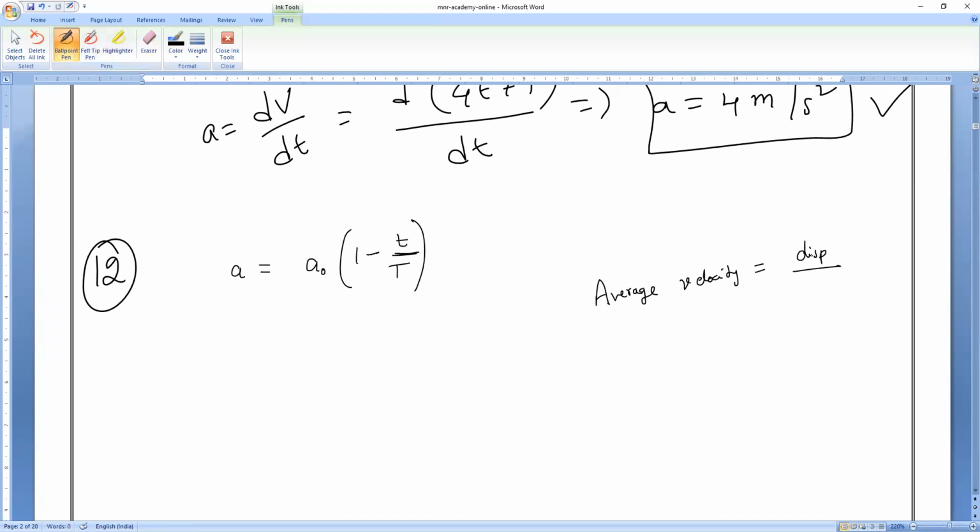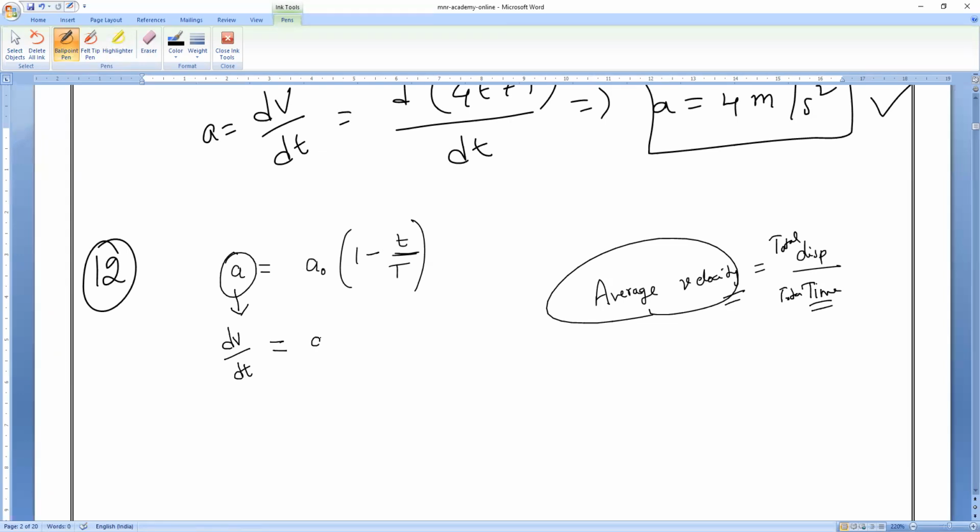So what is the average velocity formula? Total displacement divided by total time taken. That is what they are asking us to find. So we all know acceleration means what? Derivative of velocity. Is it right or wrong, everybody? So acceleration means dv by dt.